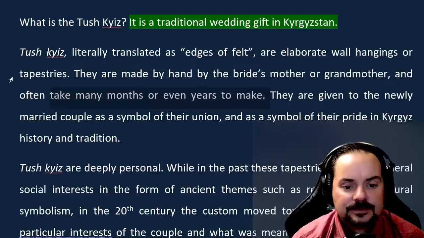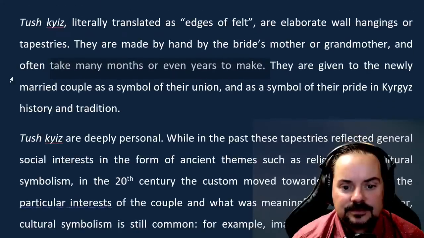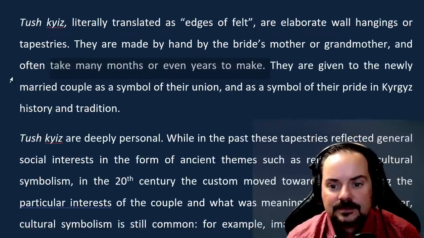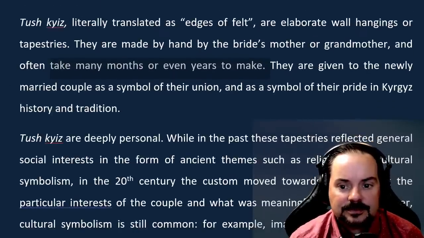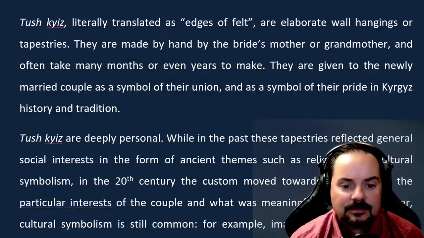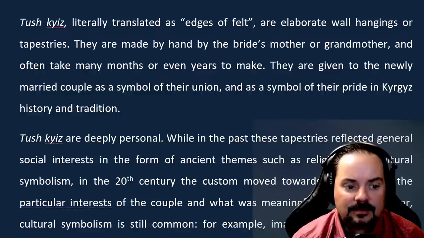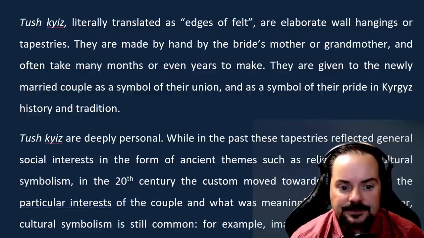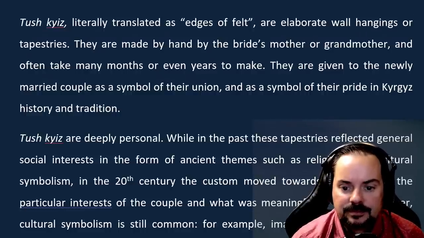Tashkis, literally translated as edges of felt, are elaborate wall hangings or tapestries. They are made by hand by the bride's mother and grandmother, and often take many months or even years to make. They are given to the newly married couple as a symbol of their union, as a symbol of their pride of Kyrgyz history and tradition.